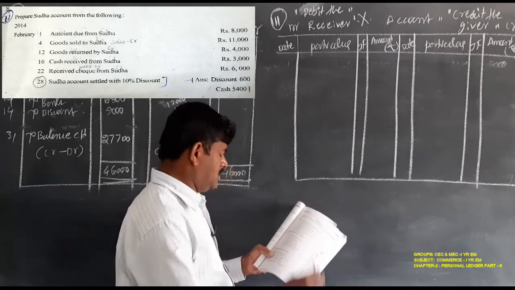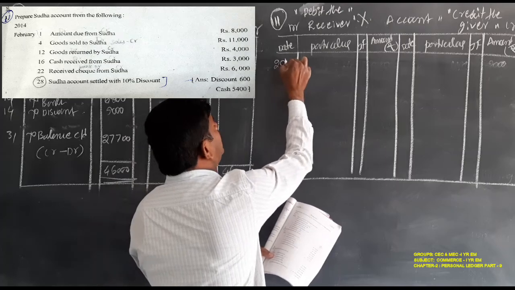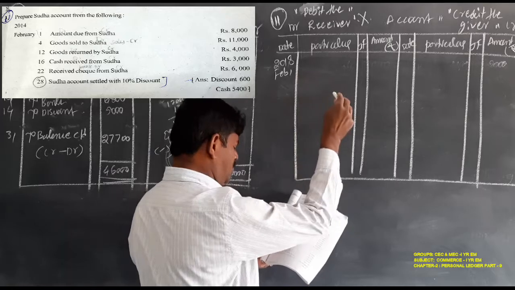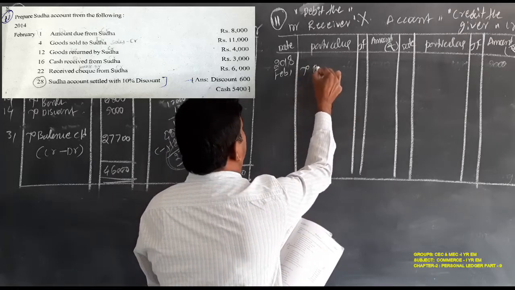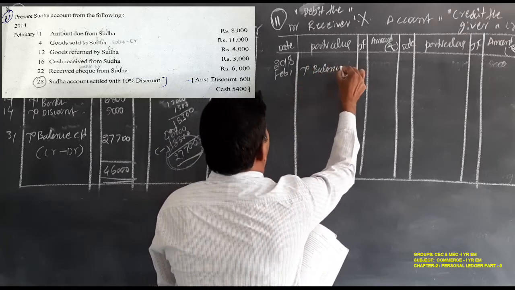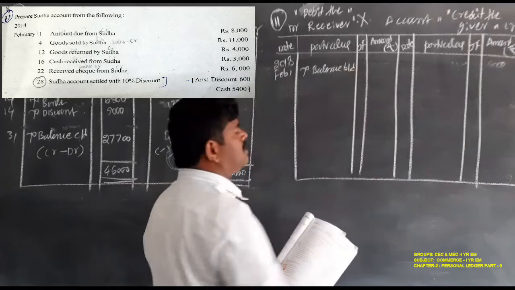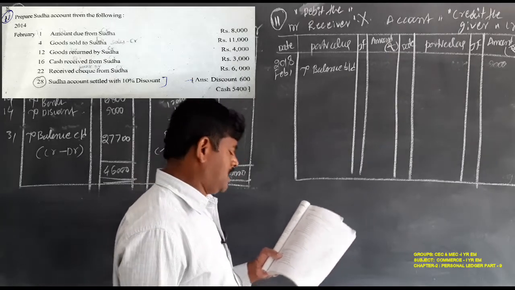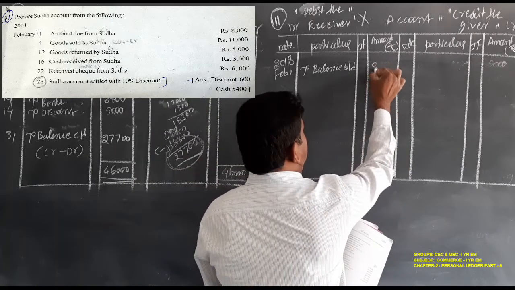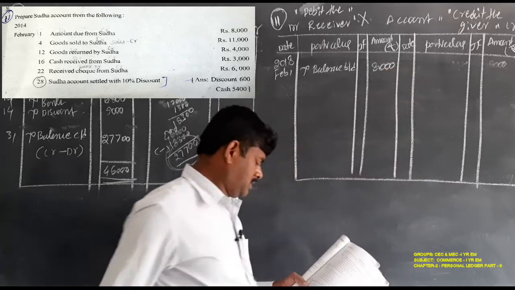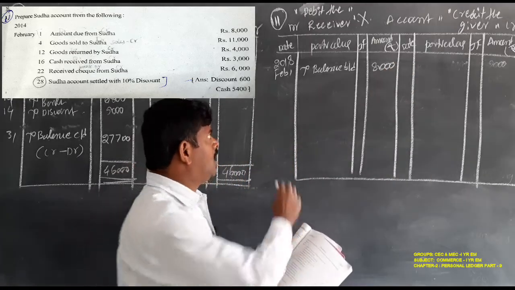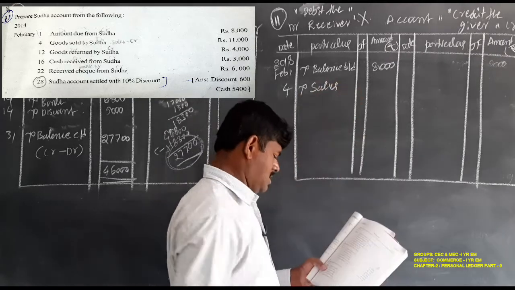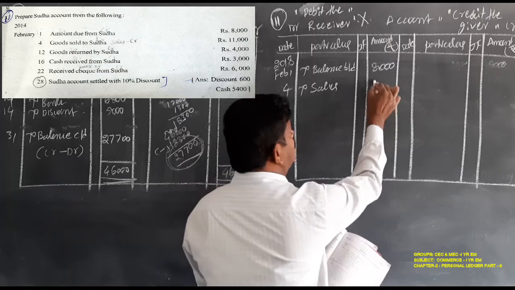Okay. First, 2018 February 1st, to balance brought down. Already in previous balance, due from, it is compulsory on the debit side, 8,000 rupees. Next, goods sold to Sudha, 4th, to sales, amount is 11,000 rupees.